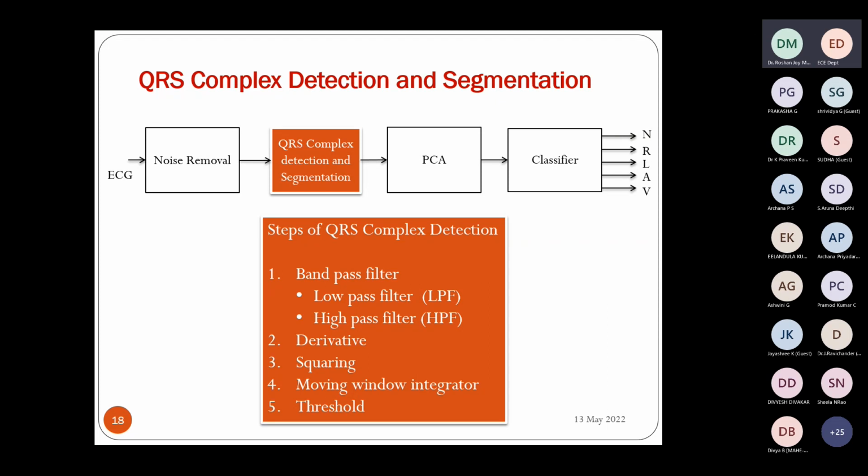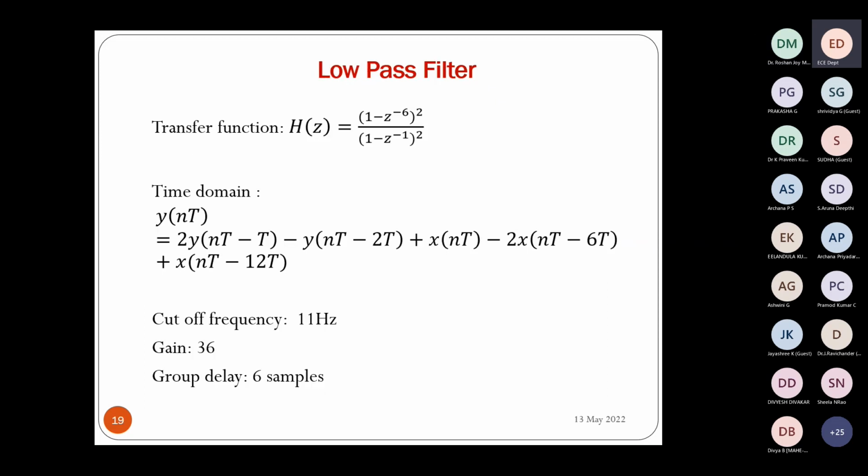I'm using the traditional method used by Pan-Tompkins. Of course, there are hundreds of methods for finding the location of the QRS complex, but I'm using this basic method. This I'll be discussing. This is the transfer function of the low pass filter.